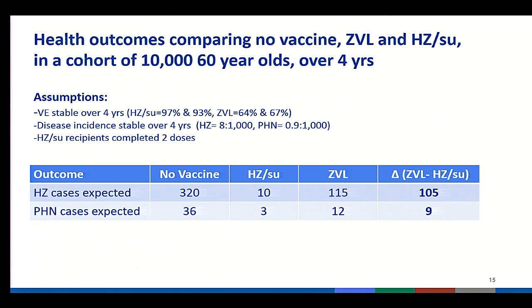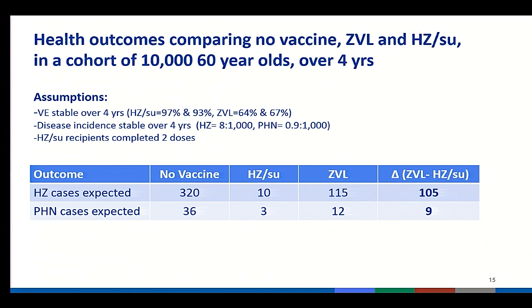Let's return to the simple cohort of 10,000 people followed over 4 years. This slide presents the health outcomes comparing no vaccine, herpes zoster subunit vaccine, and zoster vaccine live. We've made the same simplifying assumptions as previously, that the VE of disease and the incidence are stable over 4 years, and that all herpes zoster subunit recipients had completed 2 doses. We've already presented what would be expected for the unvaccinated and the herpes zoster subunit vaccinated cohorts. After 4 years in a cohort vaccinated with zoster vaccine live, we would expect approximately 115 cases of herpes zoster and 12 cases of PHN.